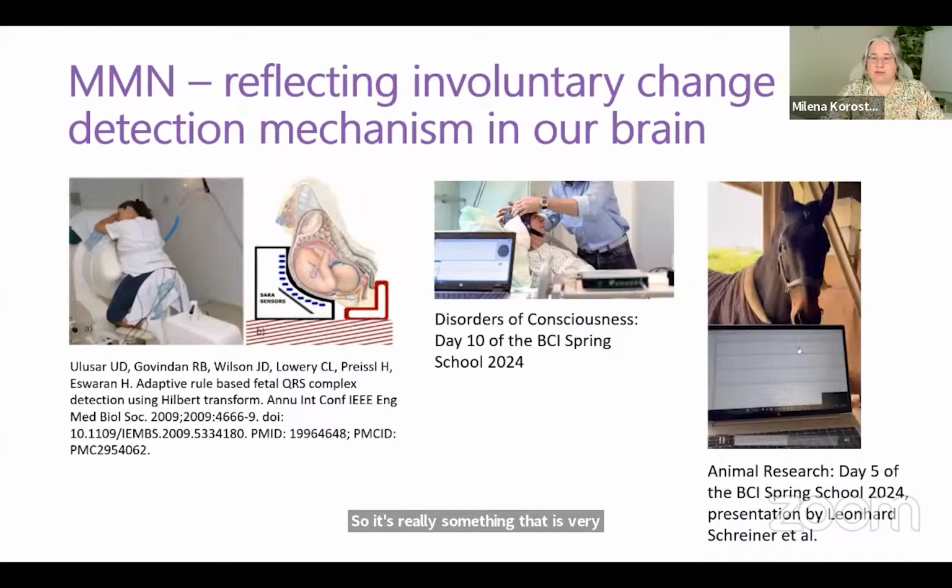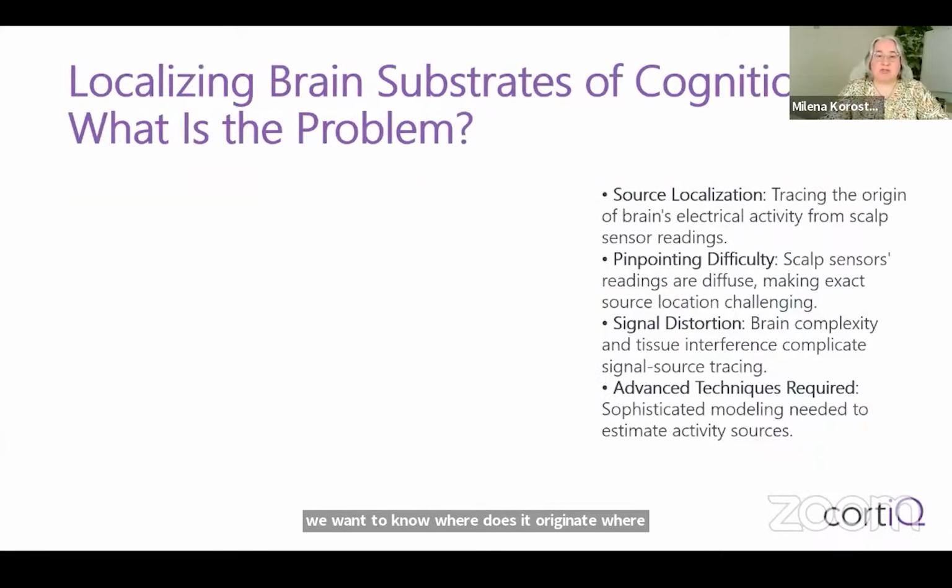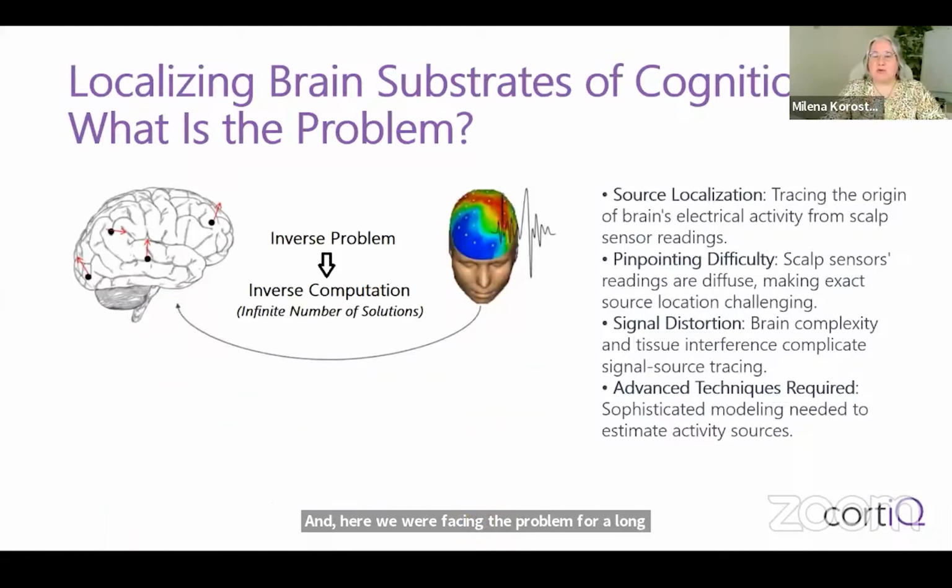And of course, when a response like this is broadly used, we want to know where it originates, where it is coming from, what the origins of this response are. And here we were facing a problem for a long time, because there was a debate about where this response is originating. And we were trying to do it with this combination of EEG and MEG, not only us, but people in many other laboratories.